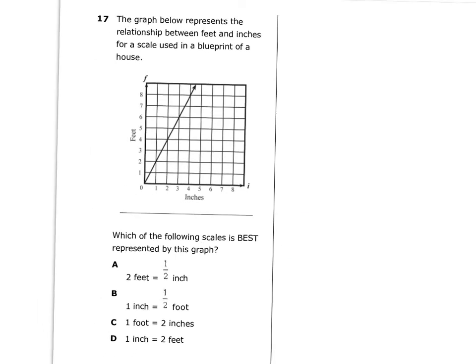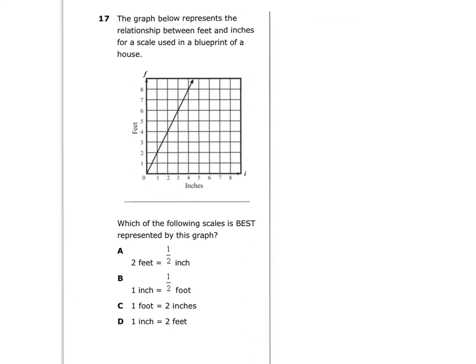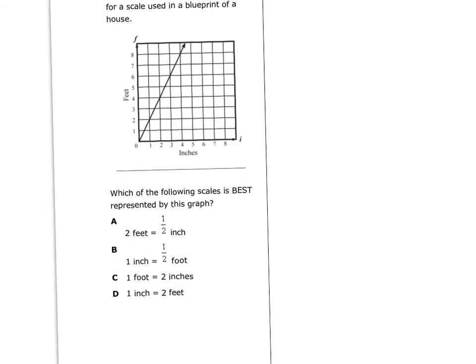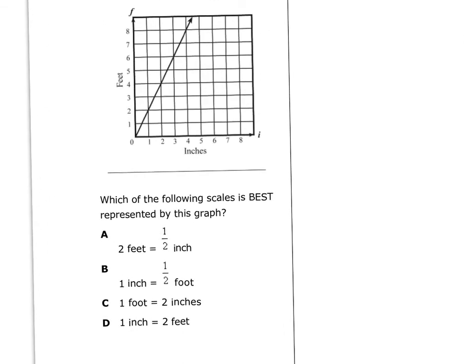Alright, last one. Very last question. Graph below represents the relationship between feet and inches for a scale on the blueprint of a house. Which of the following is best represented by this graph? Alright. We can see here that feet are on the side, inches are on the bottom. So, if I have 2 feet and half an inch, that put me right there. That's not where I want to be. If I have half an inch and 1 foot, that puts me right there.